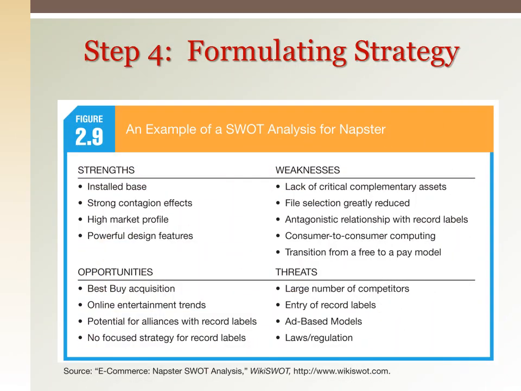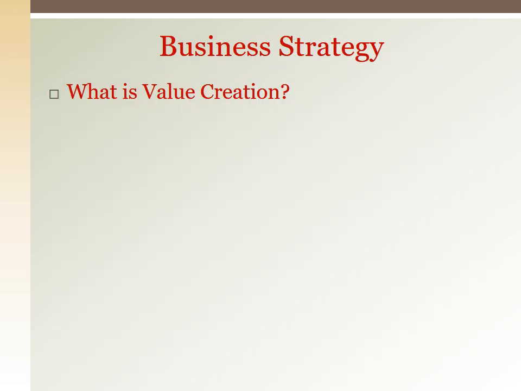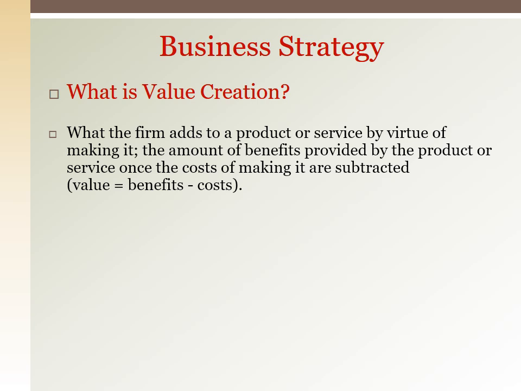And here I'll leave this chart for you to look at for a moment. This is an example of a SWOT analysis for a company called Napster. Value creation: what the firm adds to a product or service by virtue of just making it. The amount of benefits provided by the product or service once the costs of making it are subtracted. So value equals benefits minus costs.